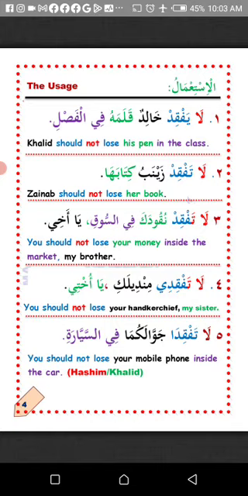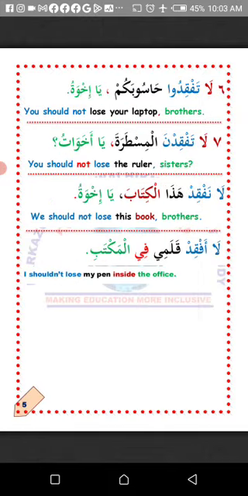Number 4. لا تفقدي منديلك يا أختي. Never lose your handkerchief, يا أختي, my sister. Number 5. لا تفقدا جوالكما في السيارة. Never lose your mobile phone في السيارة, inside the car. لعلك فهمت? I hope you understand. ما شاء الله.